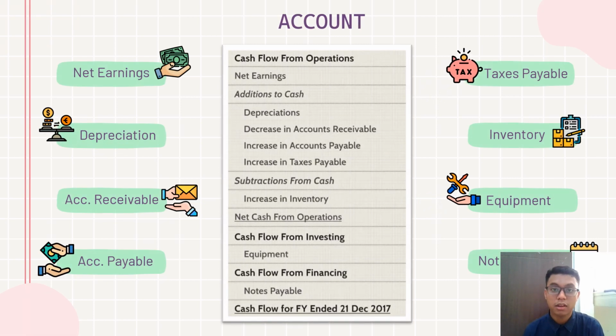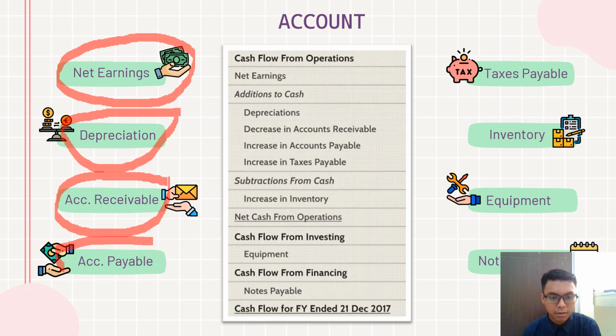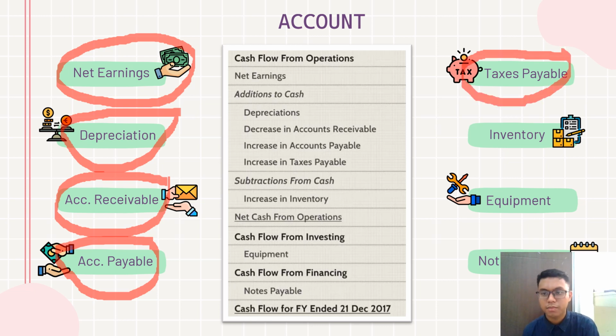Next, the accounts of cash flow from operation are net earnings, depreciation, accounts receivable, accounts payable, taxes payable, and inventory.